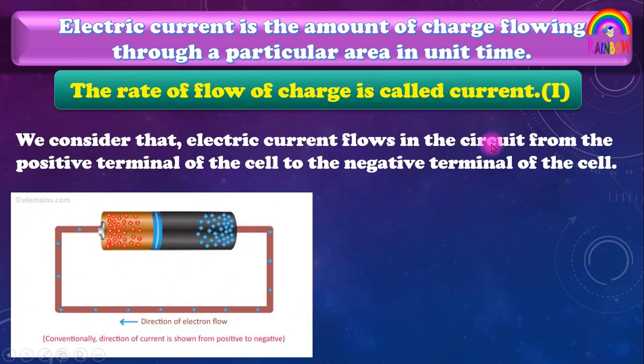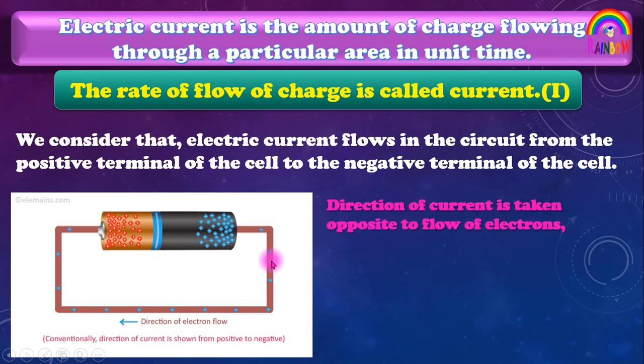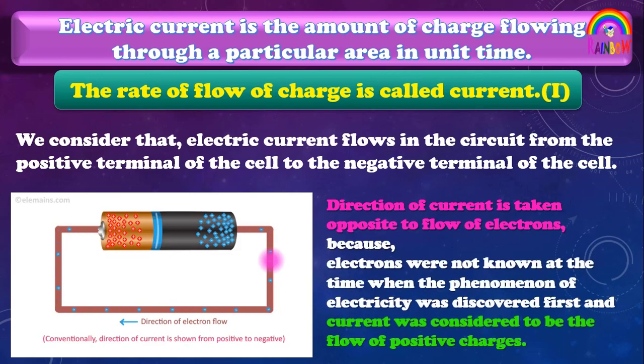We considered that electric current flows in the circuit from the positive terminal of the cell to the negative terminal of the cell. Actually, direction of current is taken opposite to the flow of electrons because electrons were not known at the time when the phenomenon of electricity was discovered first, and current was considered to be the flow of positive charges. Conventionally, the direction of electric current is shown from positive to negative, which is opposite to the direction of flow of electrons.